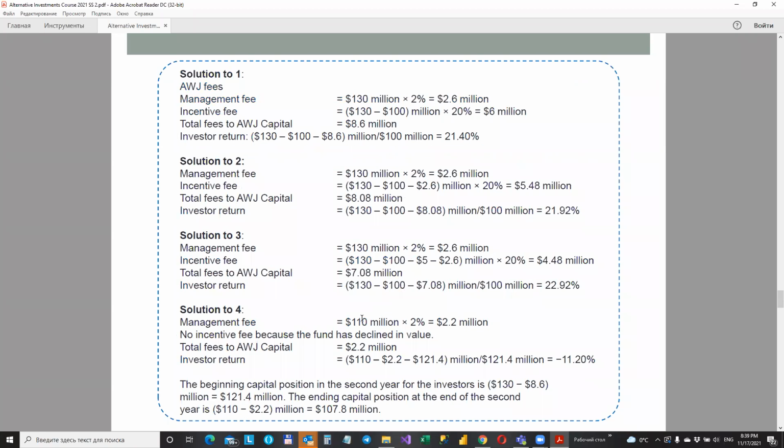First, the management fee is based on valuation at the end of the period, so 110 million at 2%, 2.2 million. No incentive fee because the fund has declined in value. So the total fees for AWJ Capital is 2.2 million. Then we have to calculate the investor return. We have the end-period valuation of 110 minus management fee, relative to the valuation at the beginning of the period, and it leads us to a negative return of minus 11.2%. You see here in the footnotes how we calculate the valuation for the fund at the beginning of year 2.